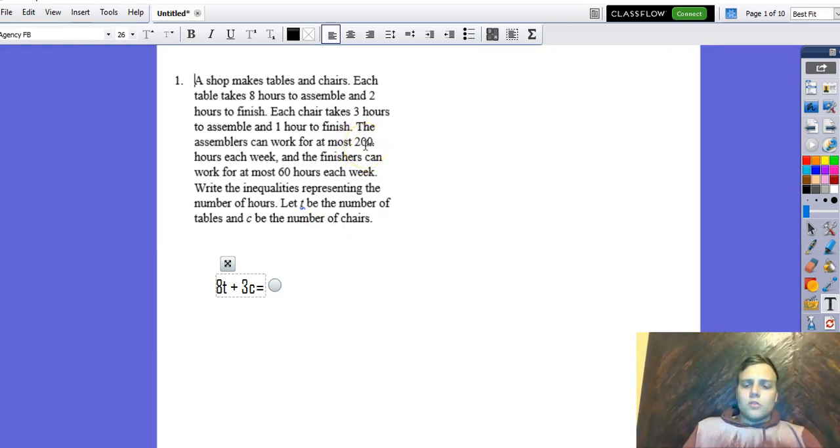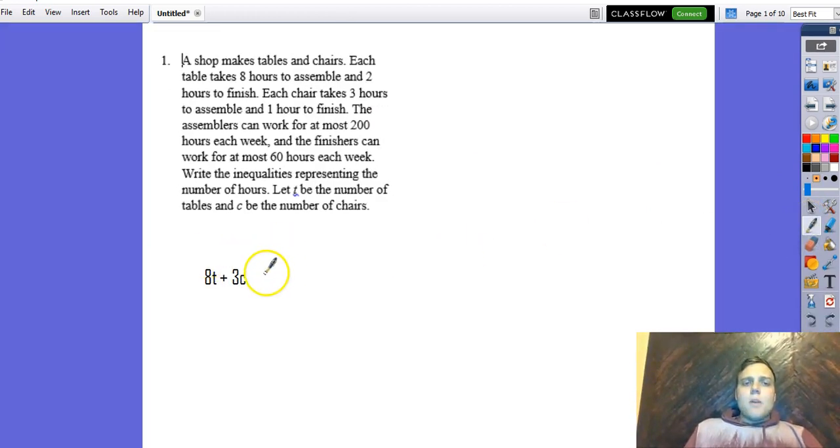At most 200. So first off, I shouldn't be using an equal sign. I should be using an inequality sign. So at most means that he cannot work more than that. He can work less than that, but he cannot work more than that. So that means it's less than or equal to 200. Okay? So again, this equation came from the idea that it takes 8 hours to assemble a table and 3 hours to assemble a chair.